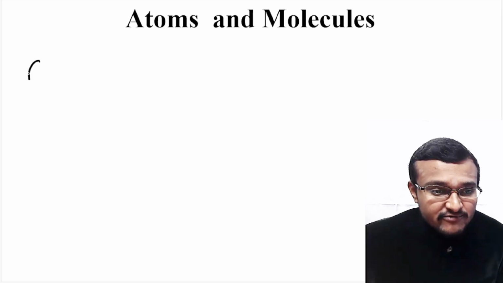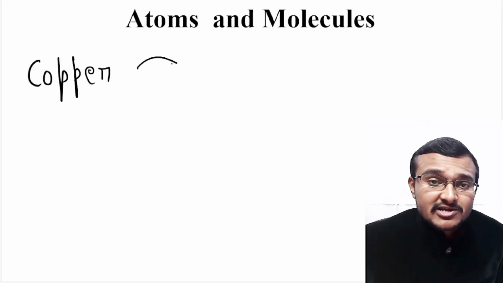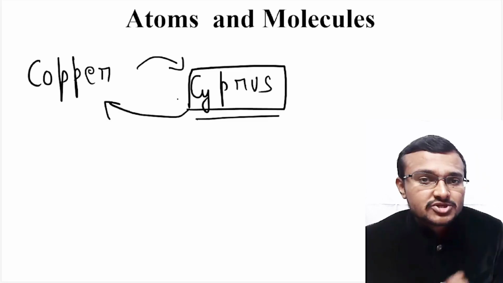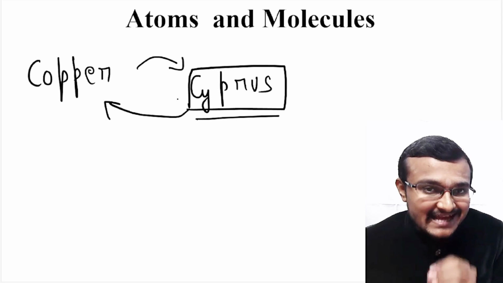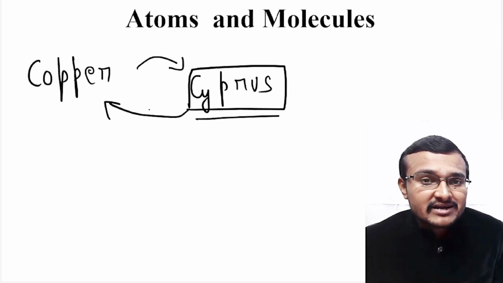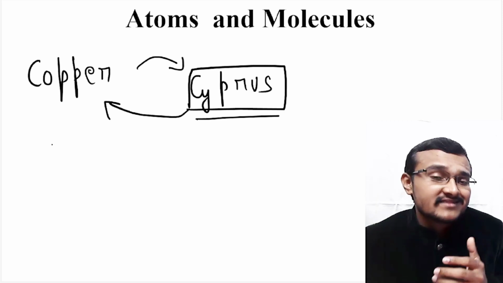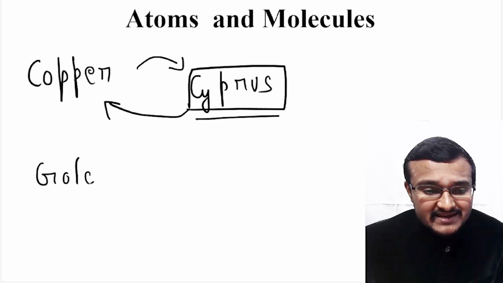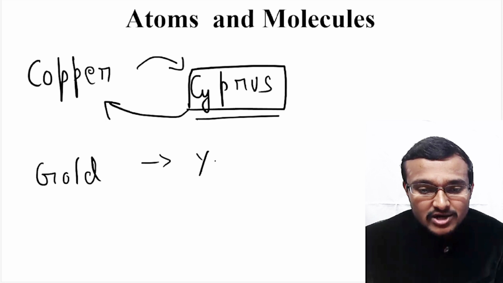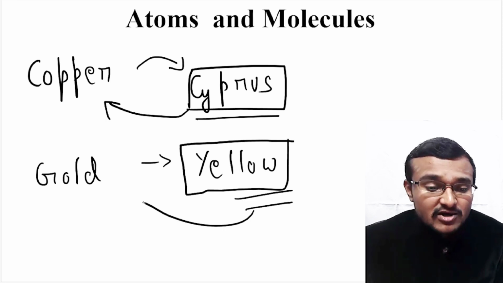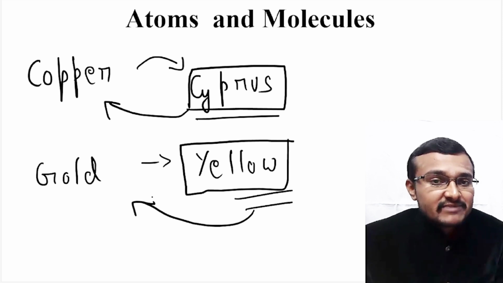So for example, if you take copper, this particular copper was first actually obtained in a city called Cyprus. So the name of the city, Cyprus, was used to name this element copper. Sometimes even the appearance of an element gave the name for that element as well. For example, gold. In English, gold means yellow color. Because gold was very much yellowish in color, this name gold was kept for this element.